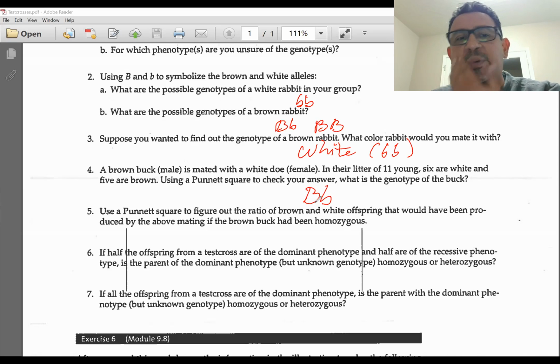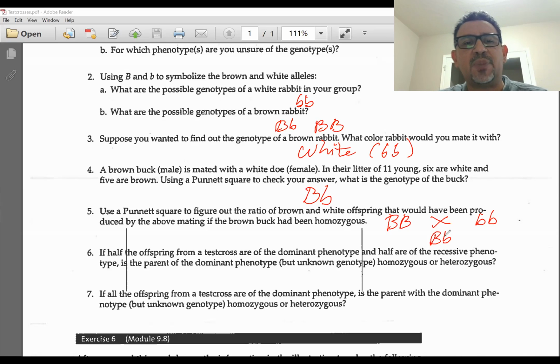Next, it says use a Punnett square to figure out the ratio of brown and white offspring that would have been produced by the above mating if the brown buck had been homozygous. And again, all you have to do here is, if the brown buck is homozygous, this is capital B, capital B, and you're crossing it with a homozygous recessive white rabbit. The offspring of these crosses, as we've seen before, will all be the heterozygote type. And so, again, there's almost no need for doing a Punnett square here.